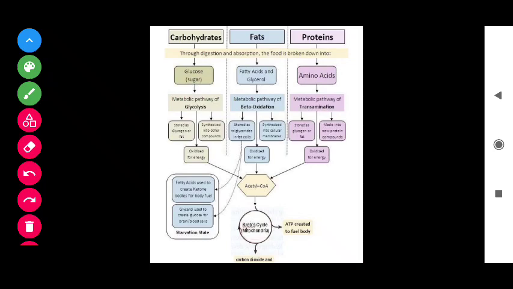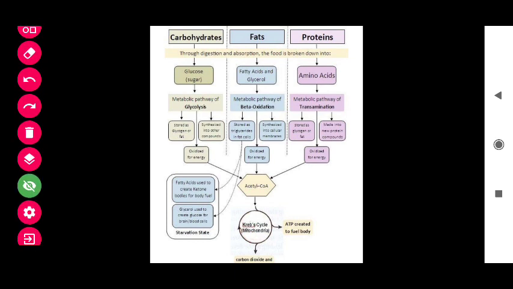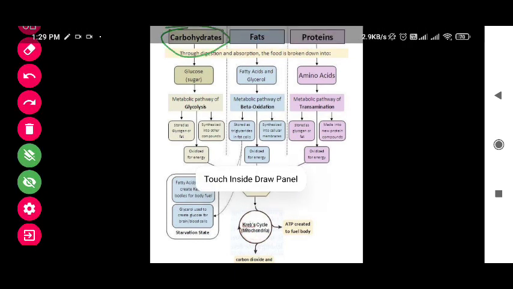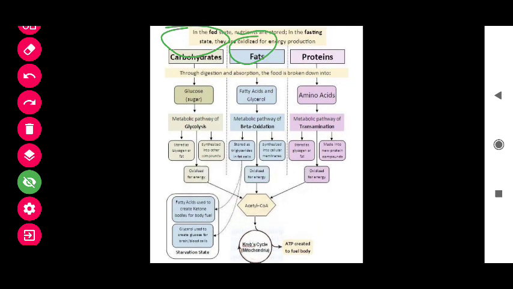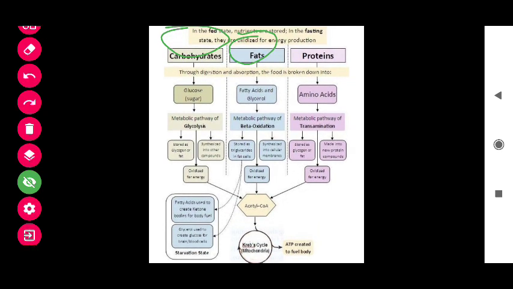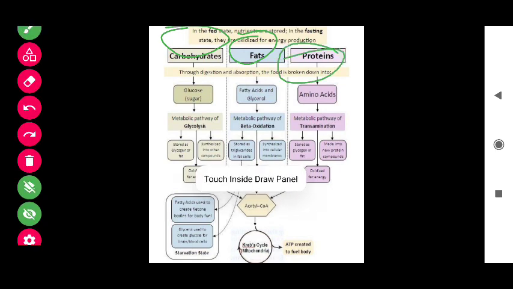So today I'm coming with a new topic, that is energy metabolism in the cell. How the cells get energy from different sources. So first of all we have carbohydrates, we have fats, and we have proteins also. So these are the main three sources of energy which the cell uses to generate ATP.